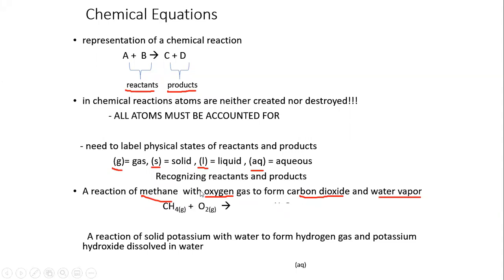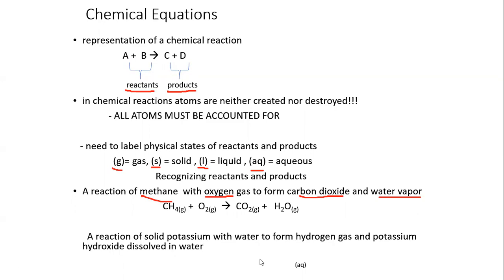And so methane and oxygen are our reactants, because that's what we're reacting, to form, meaning the products, carbon dioxide and water vapor. Now again, here we're just writing the equation, we're not balancing it yet. So again, methane, oxygen, carbon dioxide, and water vapor are all in the gaseous state. So we use the subscript G to indicate that they're gases.